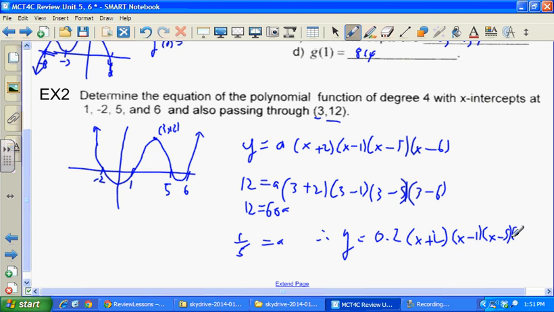Pretty good thinking question, because we never really did any like this in the year, but it really drives home whether you understand what these graphs are all about.